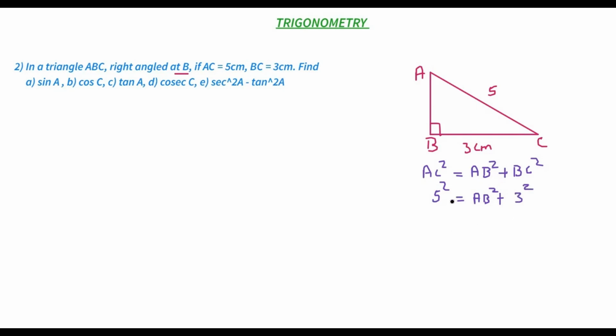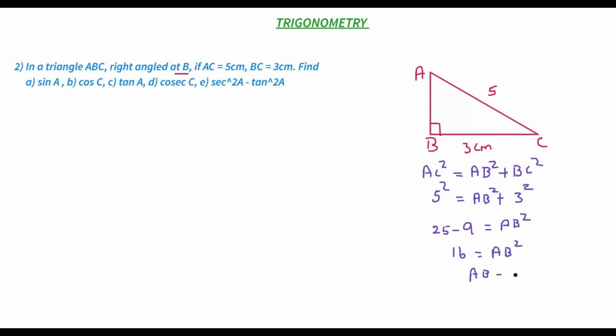Now I'm going to bring this 3 this side. So 5 square is 25. Minus 3 square is 9. This comes this side. Whenever plus moves to the other side, it becomes minus. Equals AB square. Now 25 minus 9. What do we get? We get 16. 16 equals AB square. But we have to find AB.